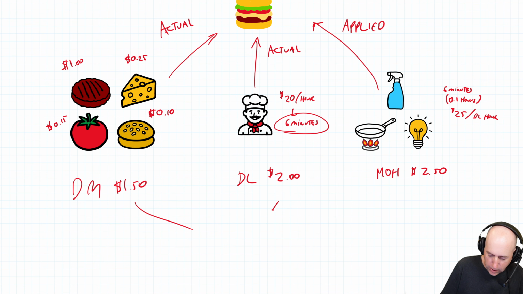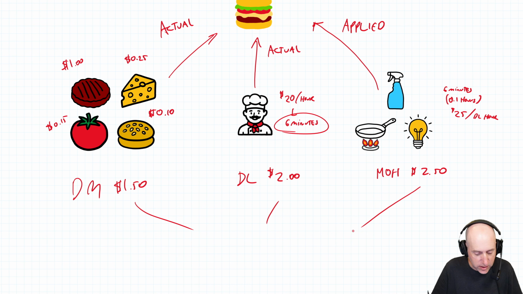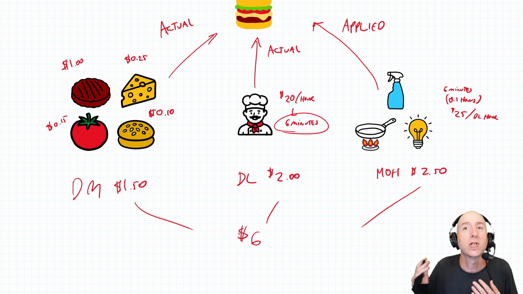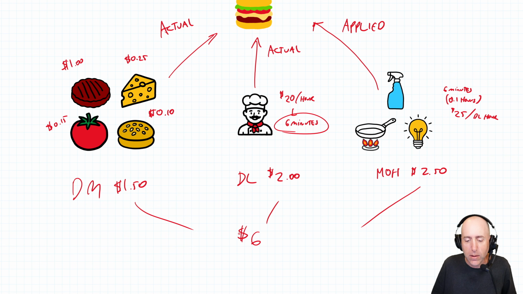So what's the total cost of my burger? Well, the total cost of my burger is the material plus the labor plus the applied overhead. The total cost of my burger is $6. So when I turn around and charge my customer $10, I know how much money it cost me. I know how much money I'm making or losing on the deal, and it's a reasonable estimate.